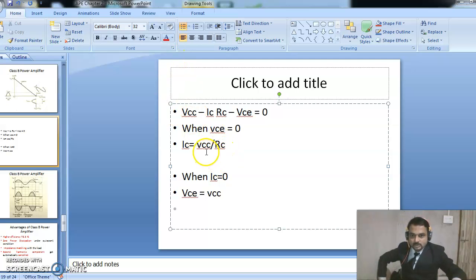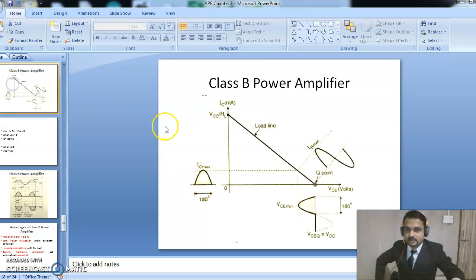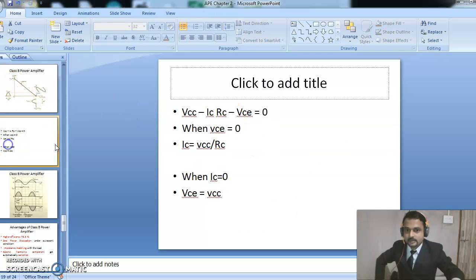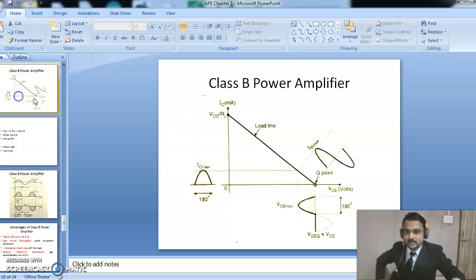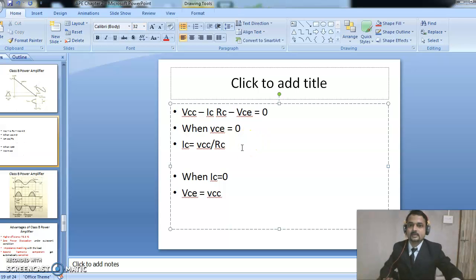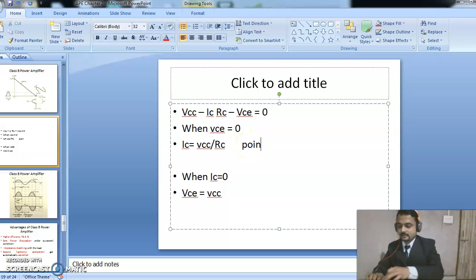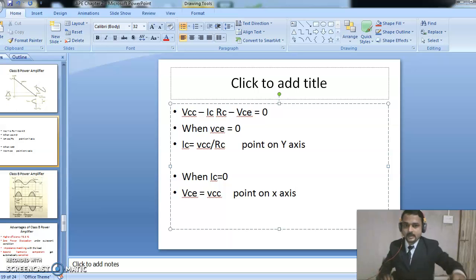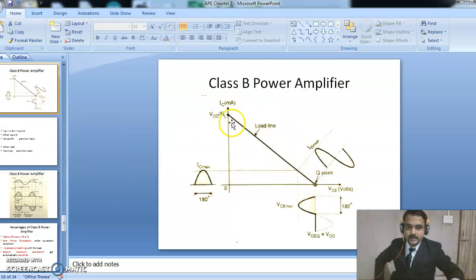Because of this, we get two points, point A and point B. When VCE is equal to 0, IC is equal to VCC upon RC, and this is point A, on the y-axis. When IC is equal to 0, VCE is equal to VCC, and this is point B, on the x-axis. After joining point A and point B, we get the DC load line.